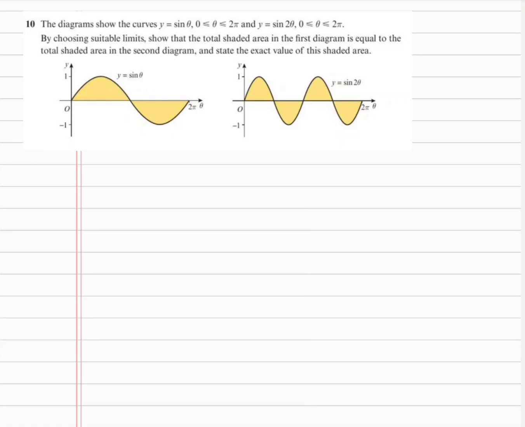First of all, when we look at the axis of y = sin θ, we know that here at the x-axis, this is π. For sin 2θ, everything is basically halved. So here is actually π/2, and then here is π and 3π/2. Now, to find the area of the first shape, we want to integrate sin θ.